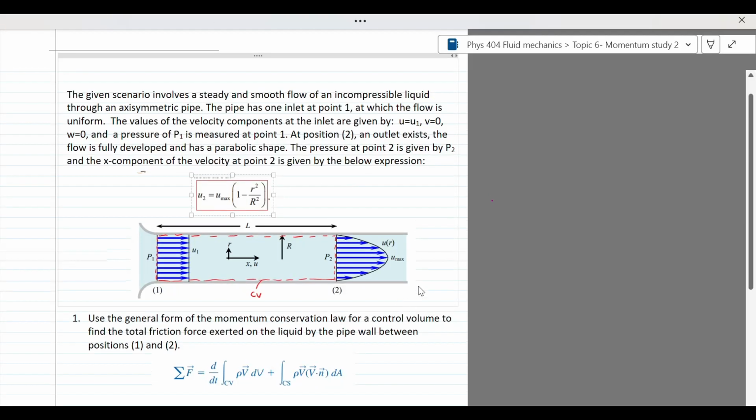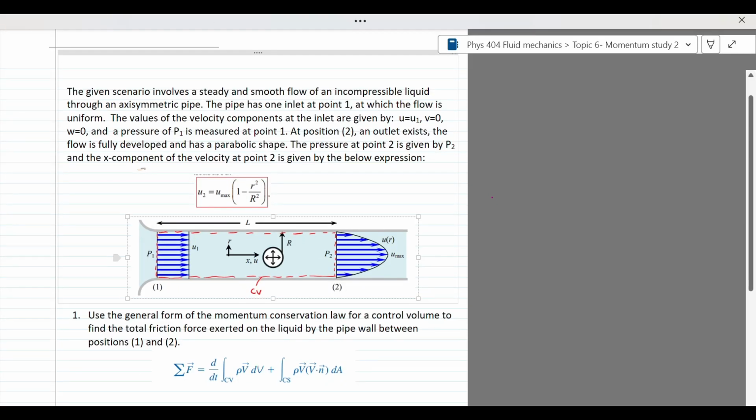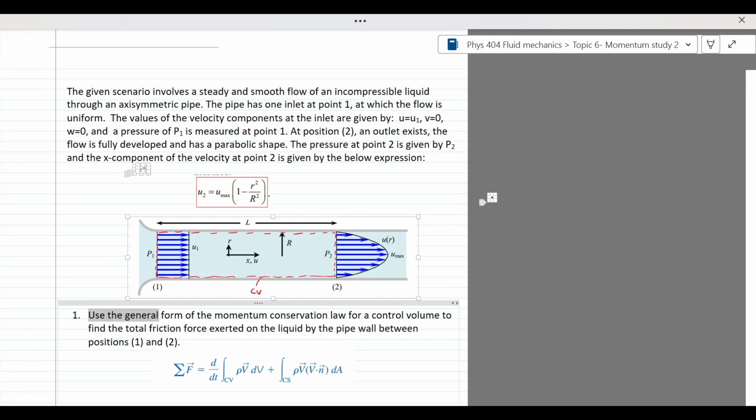So I have a problem here on the conservation law for linear momentum in a control volume, and I have a steady and smooth flow of an incompressible liquid through an axisymmetric pipe. The pipe here has one inlet. This inlet is at point 1, which is shown right here, and I have one outlet, which is at point 2 here. I'm told that at point 1 the flow is given to be uniform.